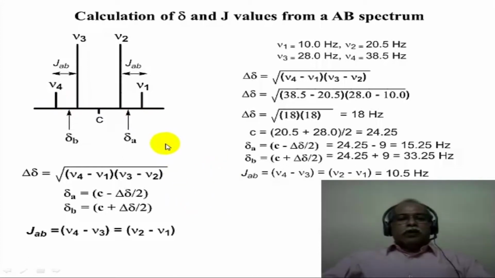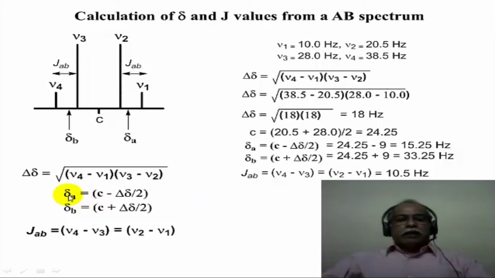Now, once you know the difference between the chemical shift values, this gap, that is delta delta, calculated from this expression, you can also calculate the center of the spectrum by taking the average of frequency 2 and frequency 3. So, frequency 2 plus frequency 3 divided by 2 would be the center of the spectrum. One can figure out the center of the spectrum fairly easily, because the spectrum is symmetrical with respect to the center.